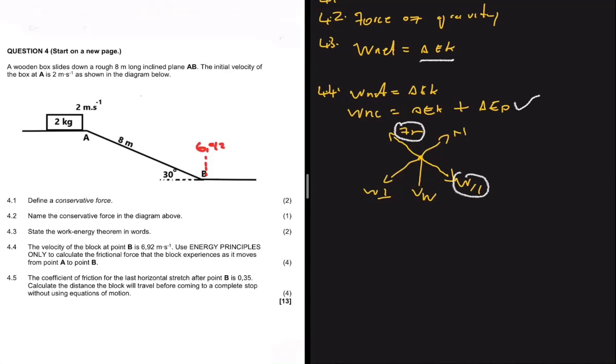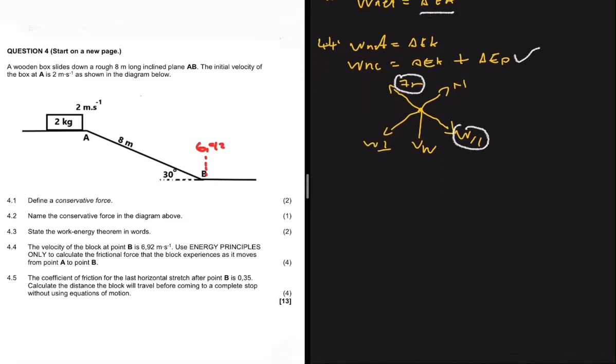But we know that the force of gravity is conservative. So if I'm using the second equation, which says the work done by non-conservative forces, then the only force I will consider is friction. So I'm going to have frictional force multiplied by delta x multiplied by cos of theta, and that is supposed to equal the change in EK plus the change in EP.